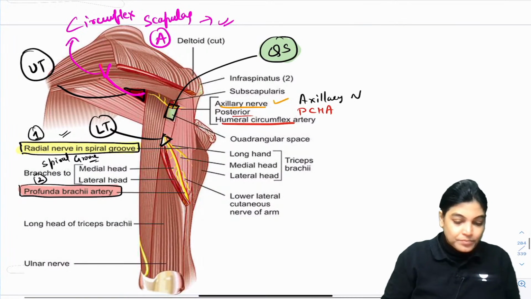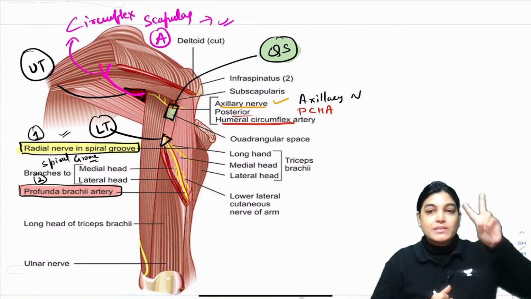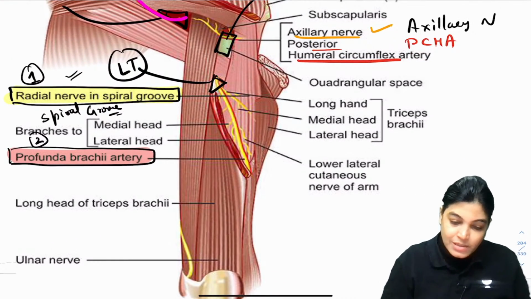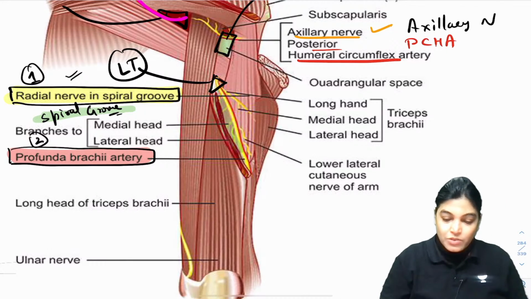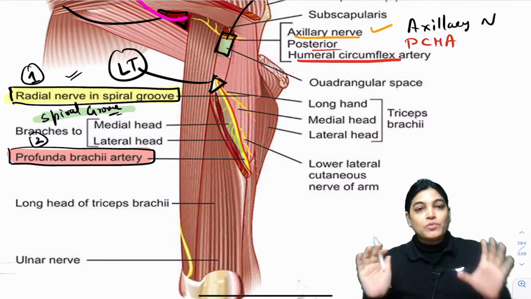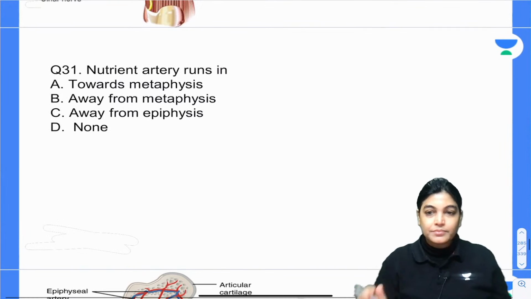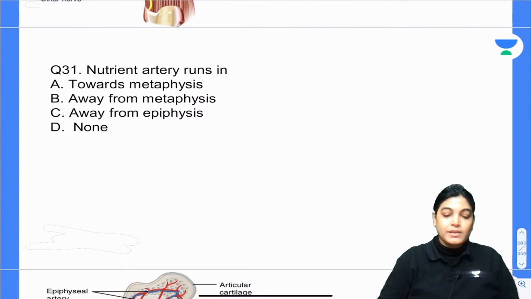So, is it clear? With this diagram we have seen all the important structures passing through the quadrangular and the 2 triangular spaces in the back of the scapular region, and from the lower triangular space, the structures residing in the spiral groove. The MCQ was about the spiral groove, and this is exactly the location of the spiral groove. The structures are the radial nerve and the profunda brachii artery. Got it, everyone? Let's move on to question number 31.